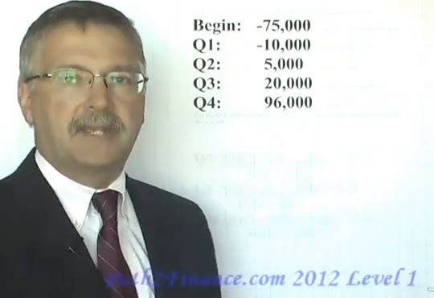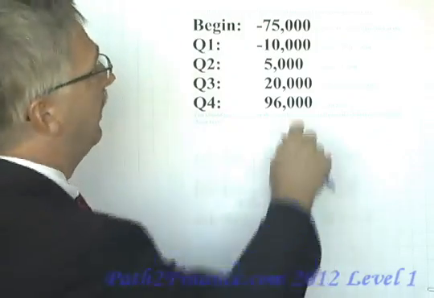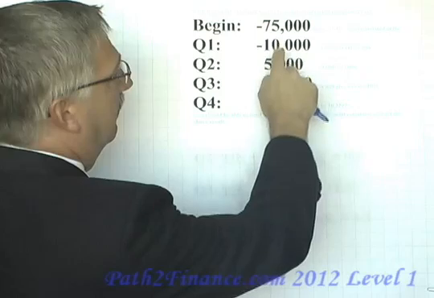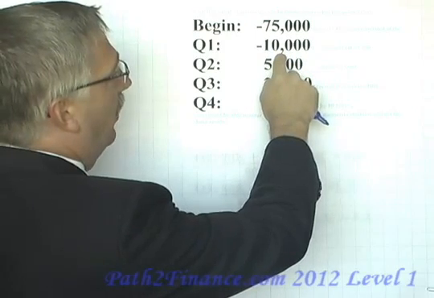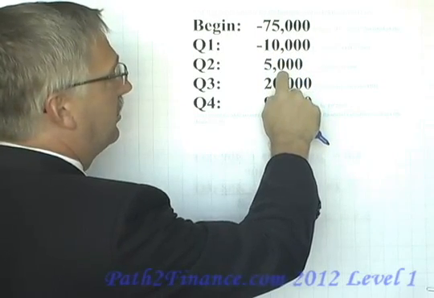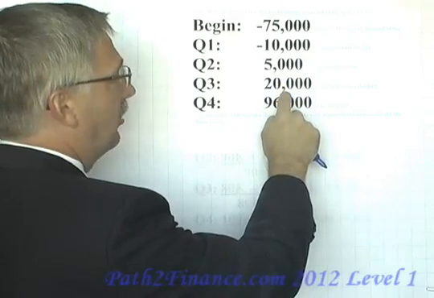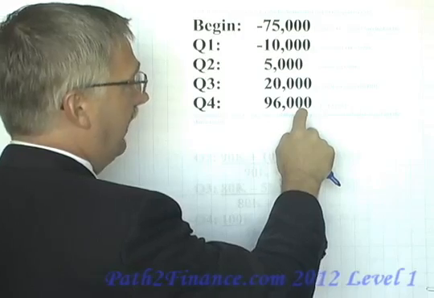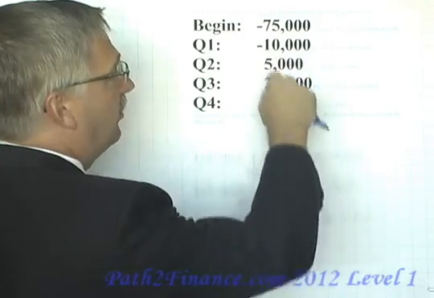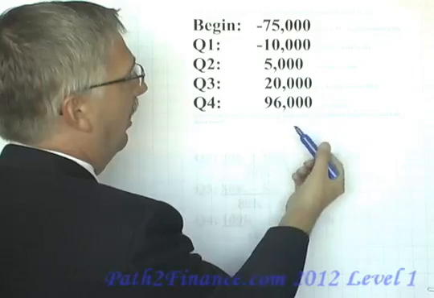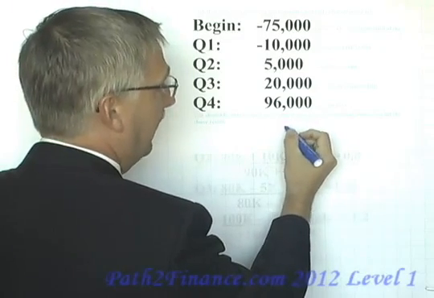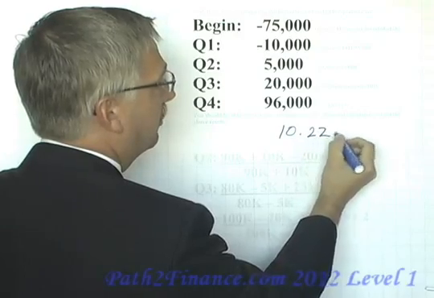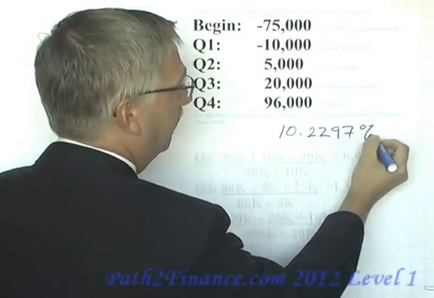All right, so this slide summarizes our investor's cash flows. He began with $50,000, added another $25,000 to his investment, added $10,000 to his investment in quarter one, withdrew $5,000 in quarter two, withdrew $20,000 in quarter three, and withdrew the final $96,000 of his balance in quarter four. If you input these cash flows into your financial calculator, you'd end up with an internal rate of return of 10.2297%.